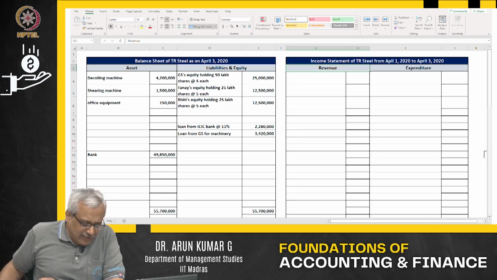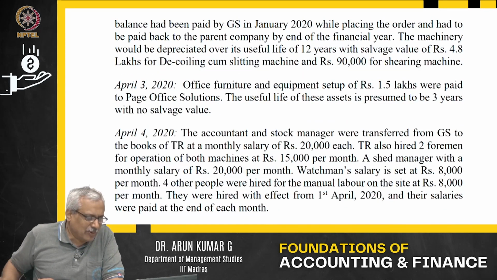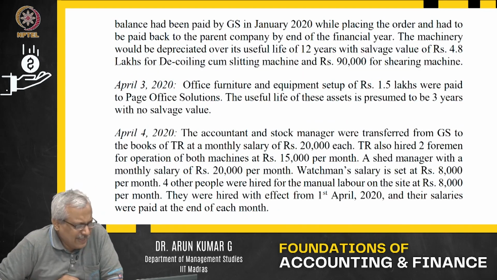We move further. In this particular case, we move to the next transaction out here. Now please note, we move to April 4th. The accountant and stock manager were transferred from GS to the books of TR at a monthly salary of 20,000 rupees each. TR also hired 2 foremen for operation of both machines at 15,000 per month.